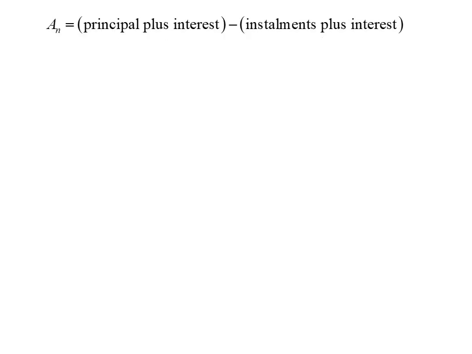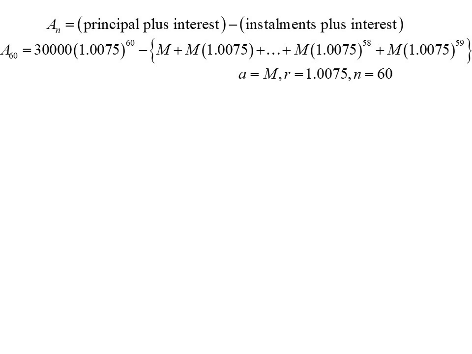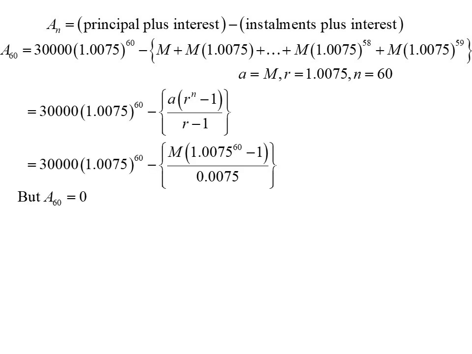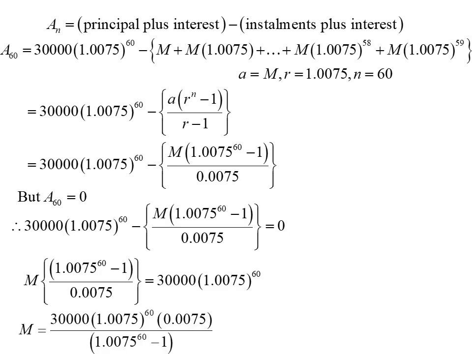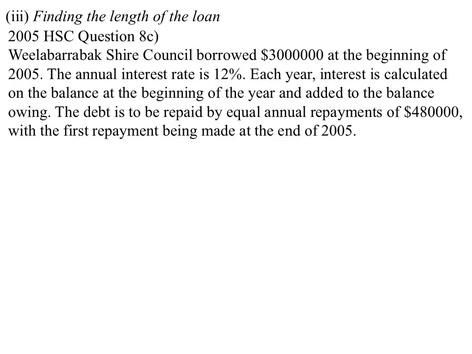So the amount N will be the principal with the interest applied minus all those instalments with the interest applied. But the difference with this one is we know what amount 60 is, because that's when the loan's paid off. So it's going to be 0. I just got to make M the subject, and then I know what the monthly repayments are going to be. So playing around with all that, there we go, eventually $622.75 a month.